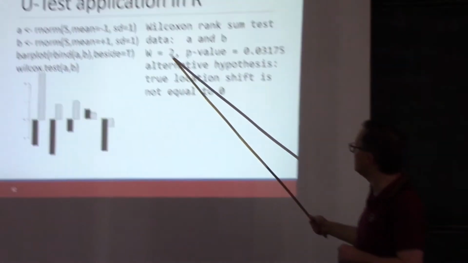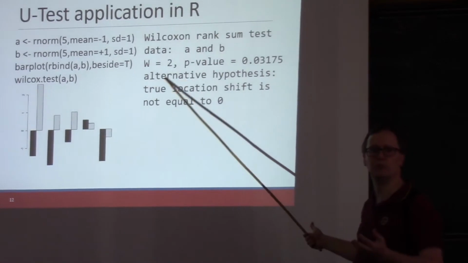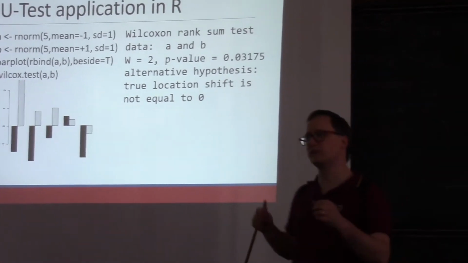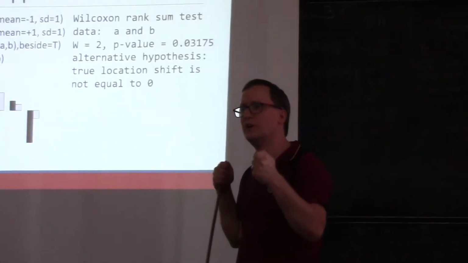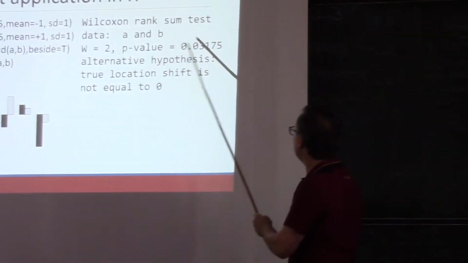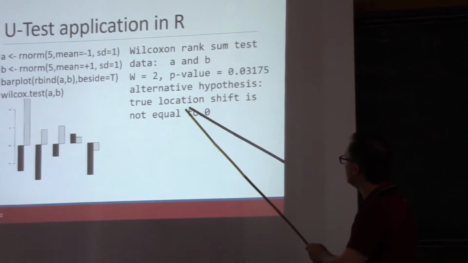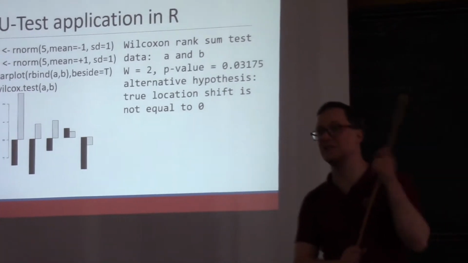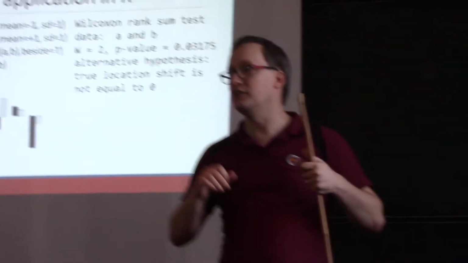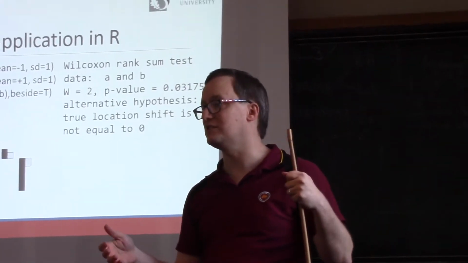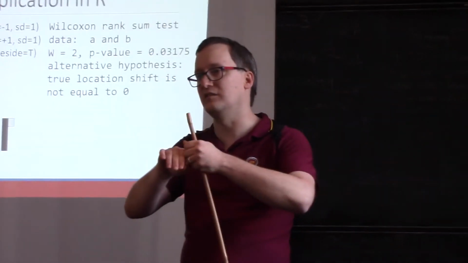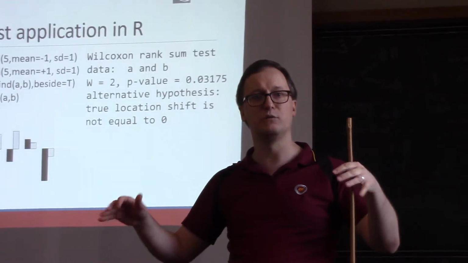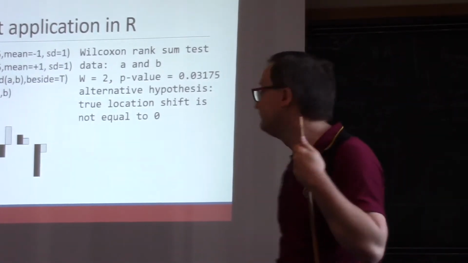In this case, we can compute the W value, and it's 2. It's 2, not 2.1638, whatever, it's just 2. From that, we get this p-value, 0.03. So in this case, the true location shift is not equal to 0. It is interpreting that to say that if the null hypothesis for this U-test doesn't hold water, the data are more different than we would expect by random chance alone.